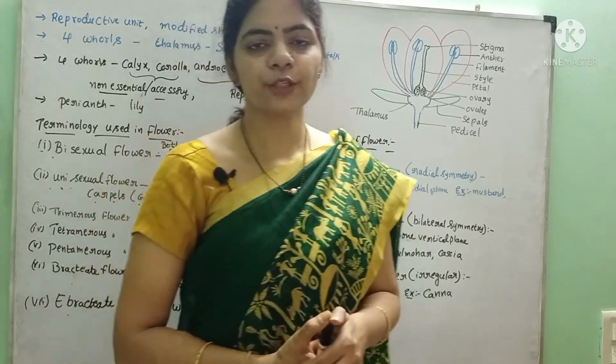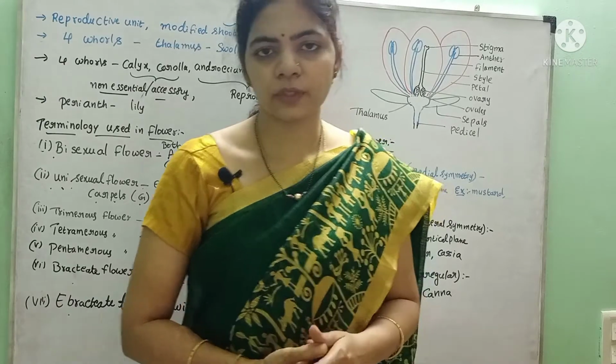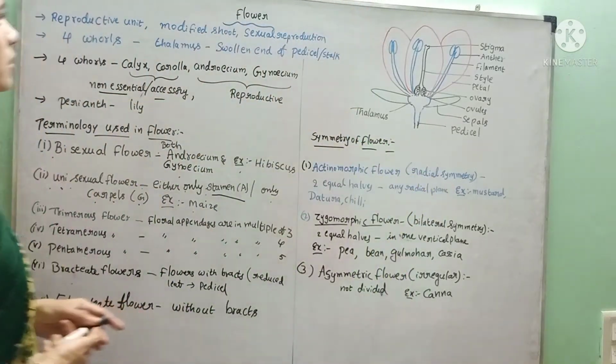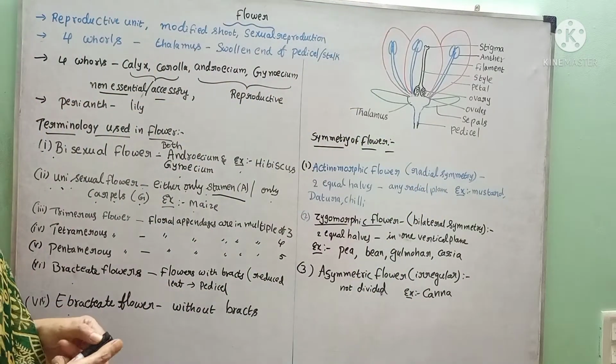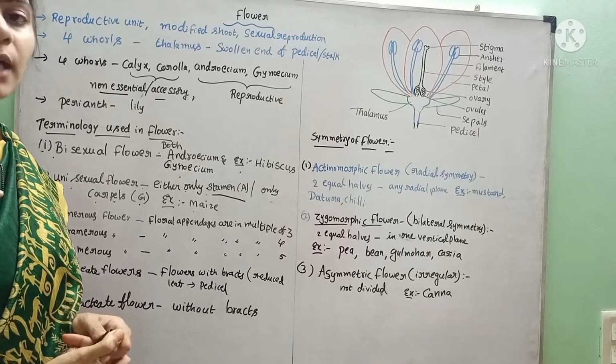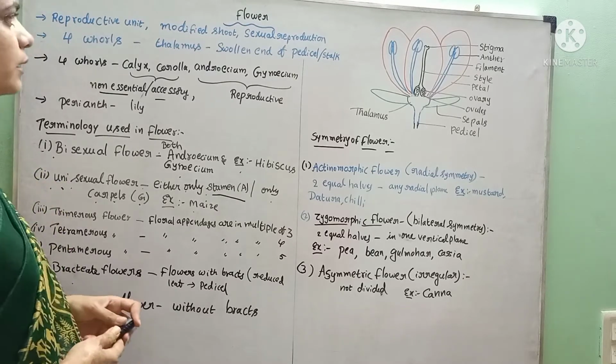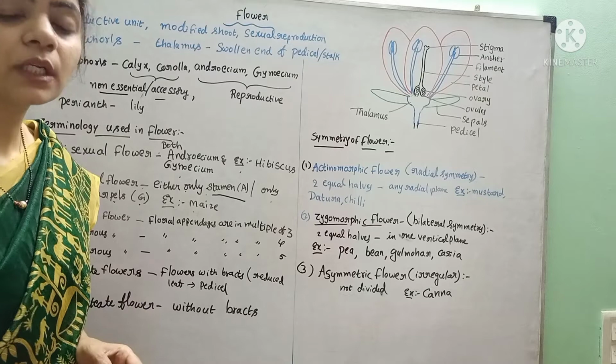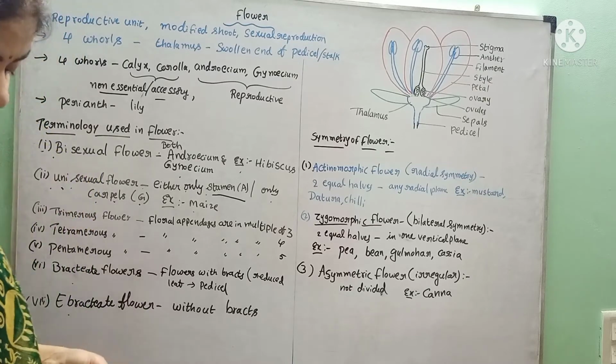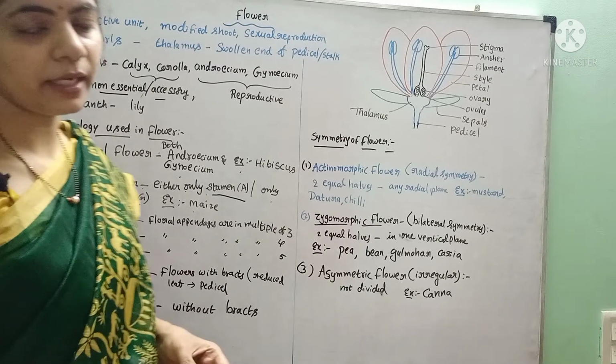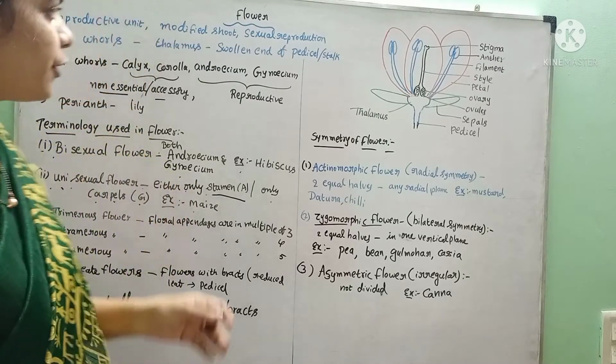In this video we are going to study about flower. What is the flower? Flower is the reproductive unit in angiosperms, and it is formed when the shoot is modified into a flower. Hence, the flower is called a modified shoot.